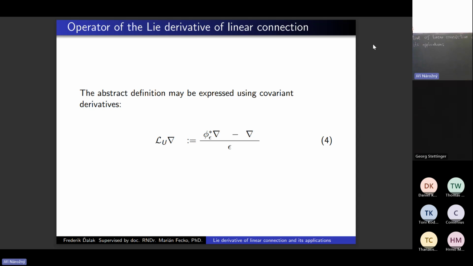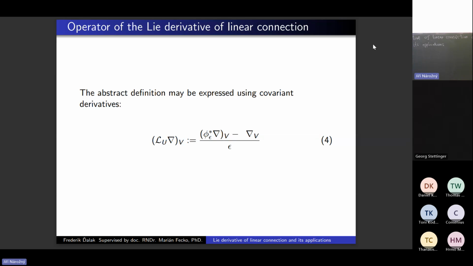So we once again start with this abstract definition, and what we do here is express it in the language of the covariant derivatives. Since the covariant derivative is an operator assigned to every vector field of the manifold, the Lie derivative of the connection in direction of u is also going to be assigned an operator, which for every vector v acts on the tensor algebra on M, and we can see that it acts as a difference of the two different covariant derivatives to the first order in epsilon. So this is going to be our definition of the operator.